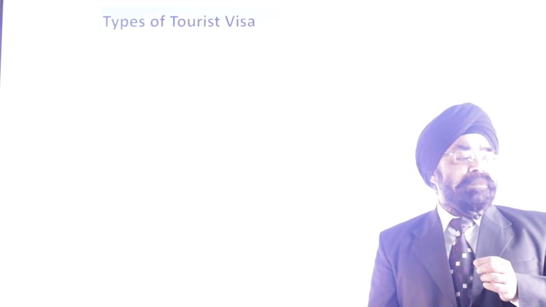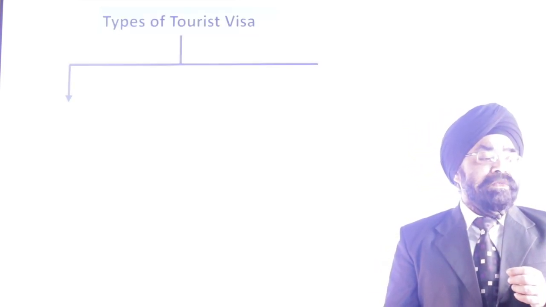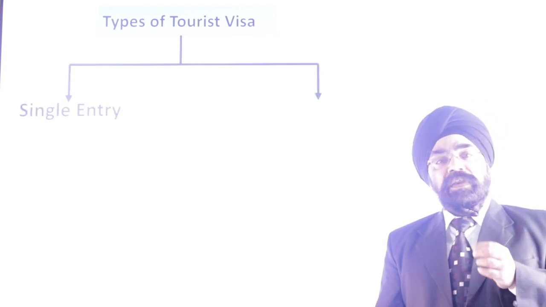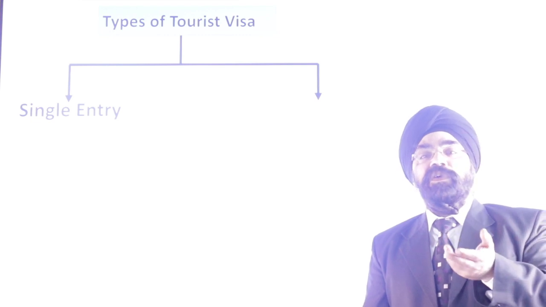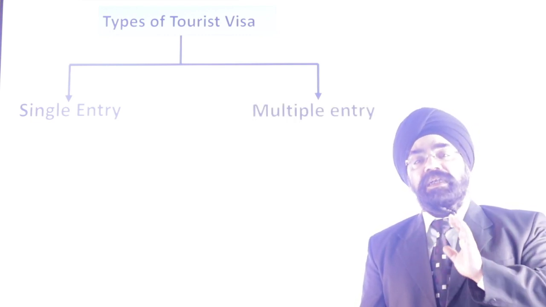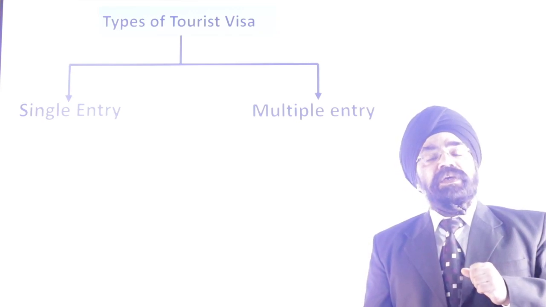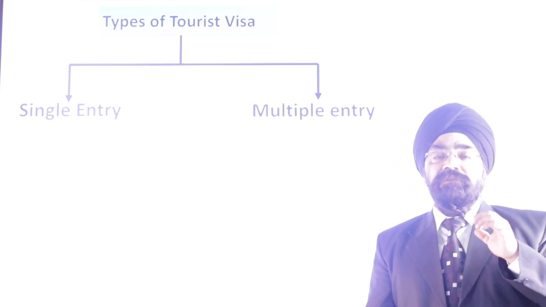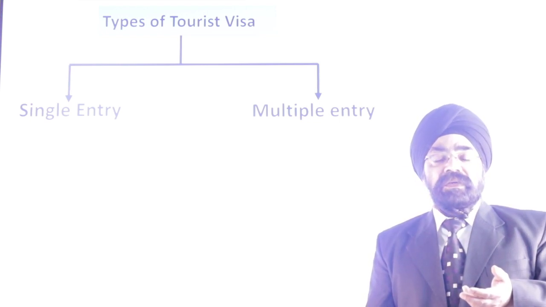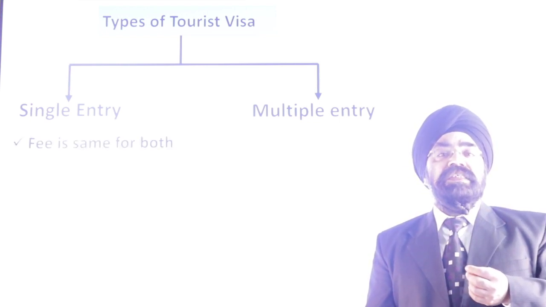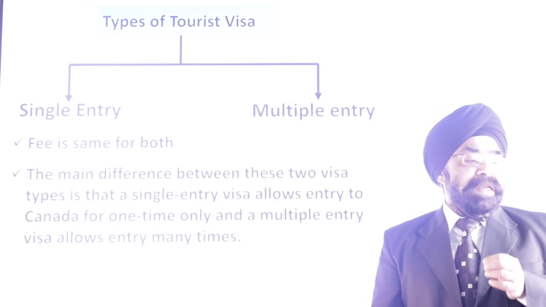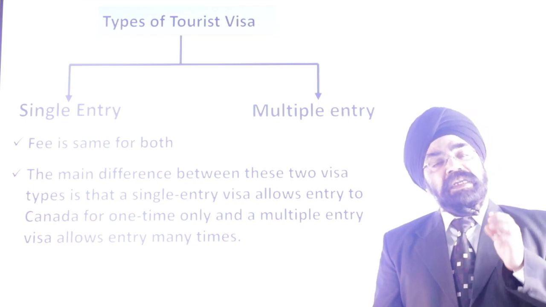Now tourist visa can be broadly divided into two types, which is single entry and multiple entry. Now the funny thing is that the fee for both is the same. Yes, the fee is the same for single entry and multiple entry. Now you will ask me a question. If the fee is the same, the documents are the same, then what is the difference? So the single entry visa allows you to enter only once, whereas the multiple entry visa allows you to enter multiple times to Canada.